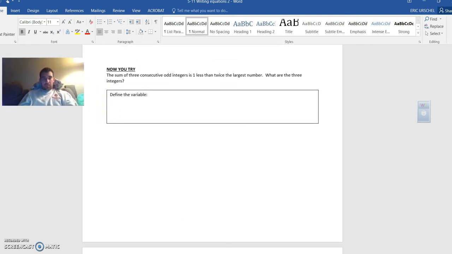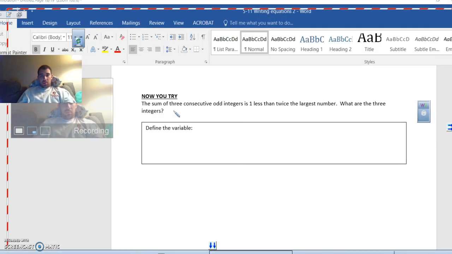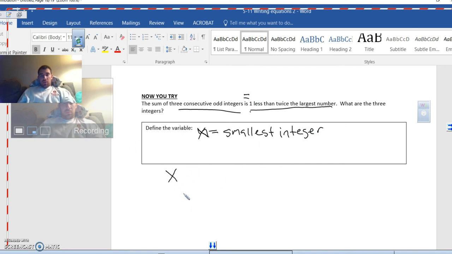The sum of 3 consecutive odd integers. So we're doing 3 consecutive odd integers again. So equals 1 less than twice the largest number. So x is our smallest number. X is the smallest integer. X, that's our first integer.